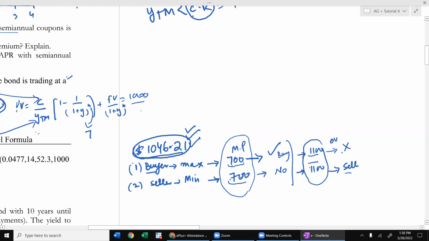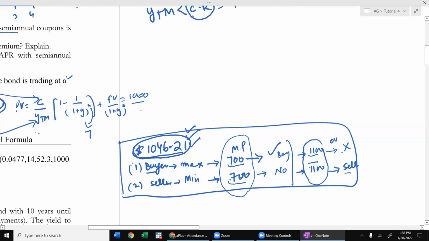When it is undervalued for both, buyer will buy that, seller will not sell it. Okay. So this is something you should remember.